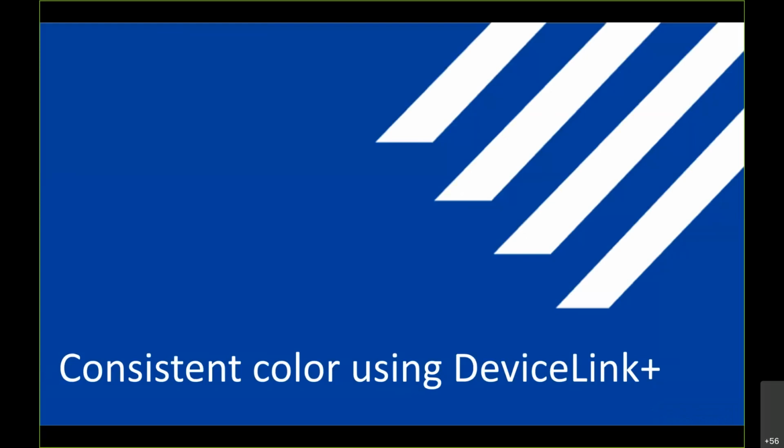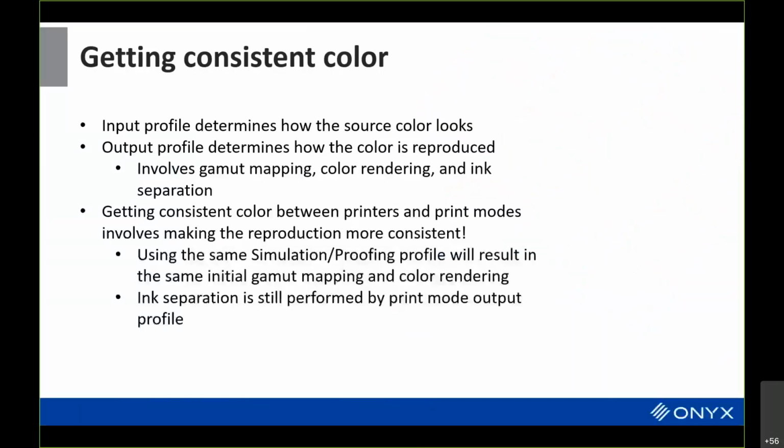So we've talked about what a device link is and how they're used in the software and showed some of the results with it. Let's talk about consistent color using device links. And really the key here is we're going to leverage two technologies: consistent color and device links. Now, getting consistent color, how do we go about doing that? Well, let's think about how color management works.